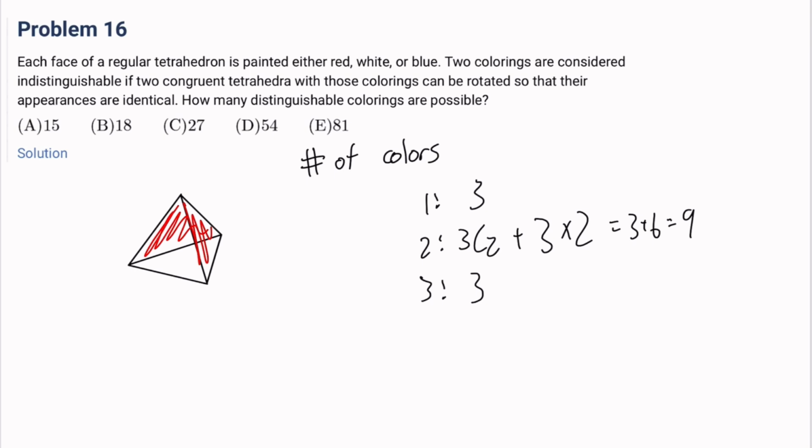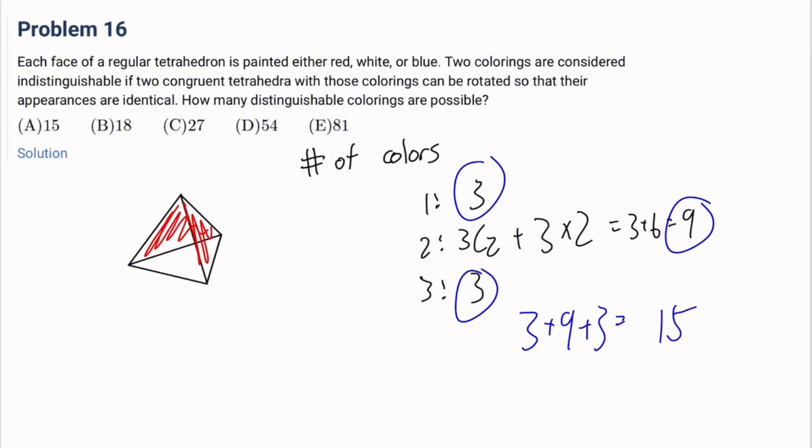So that's all. Right, and so what we have to do now is add these up. 3 plus 9 plus 3 equals 15. So it's 15. That's the answer.